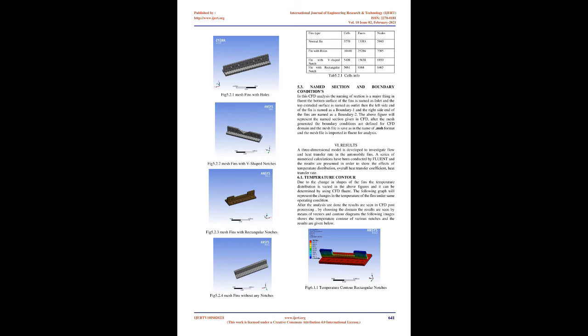Geometric modeling. The cooling fins are designed using Kasha. In this design, a 100 cubic centimeter automobile engine is selected for designing the cooling fins. The three different types of notches selected for analysis are: fins with holes, fins with rectangular notches, fins with V-shaped notches, and fins without any notches.